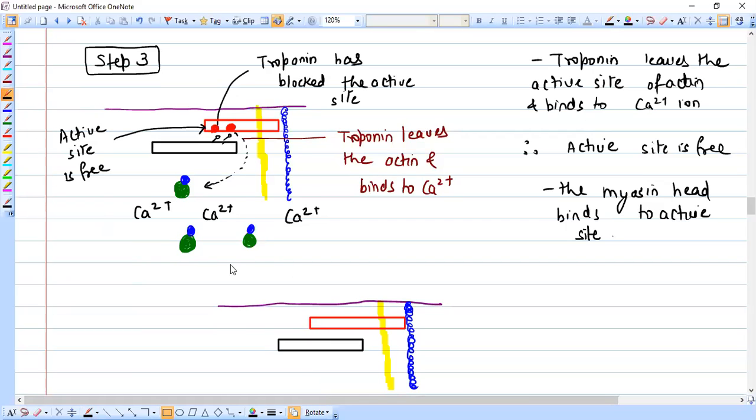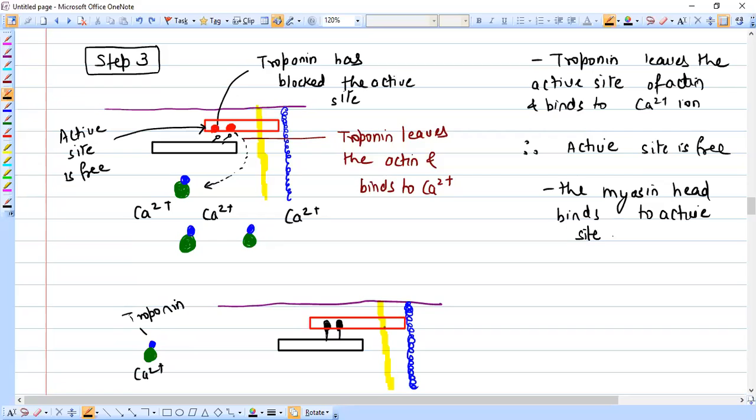So the active site is now free. Since the active site is free, what happens? The myosin head binds to the active site. This is the important event. Why has it bound to the active site? Because the troponin is busy with the calcium, because troponin loves calcium, not the active site. So since this calcium ion has kept the troponin busy, the myosin head binds to the active site of the actin.